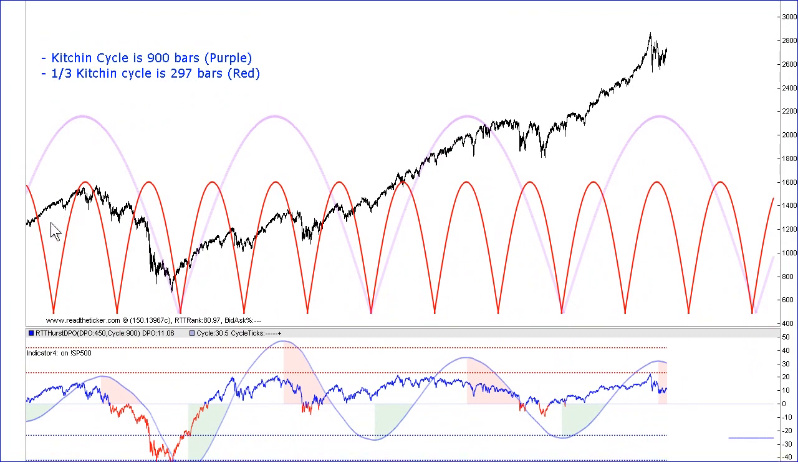So here we have the SP500 going back to 2007 to current. We have the Wall cycle set with 900 bars, the purple, and the subset is 297. Okay, and down here we have the 900 DPO 450 because we divide that by 2.